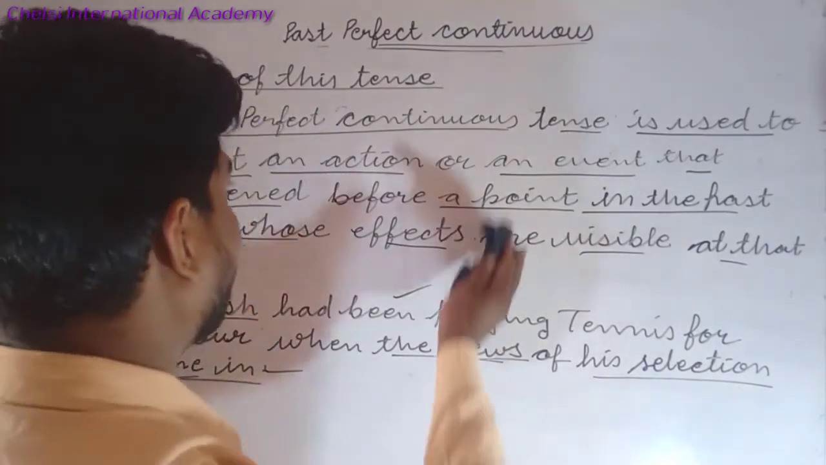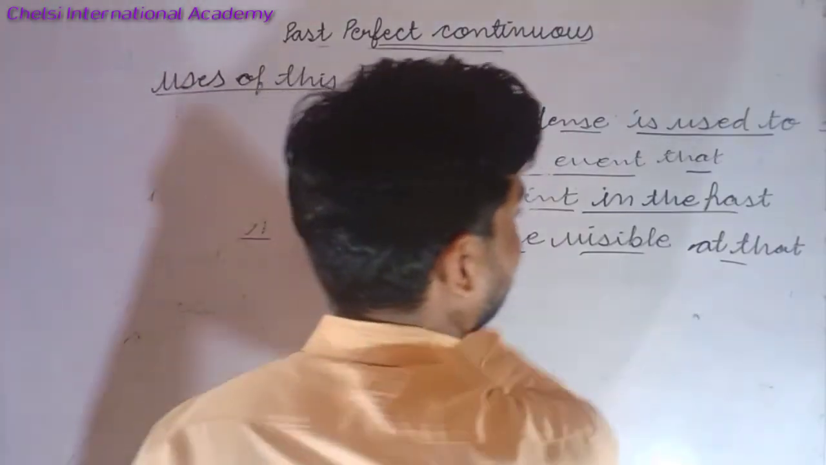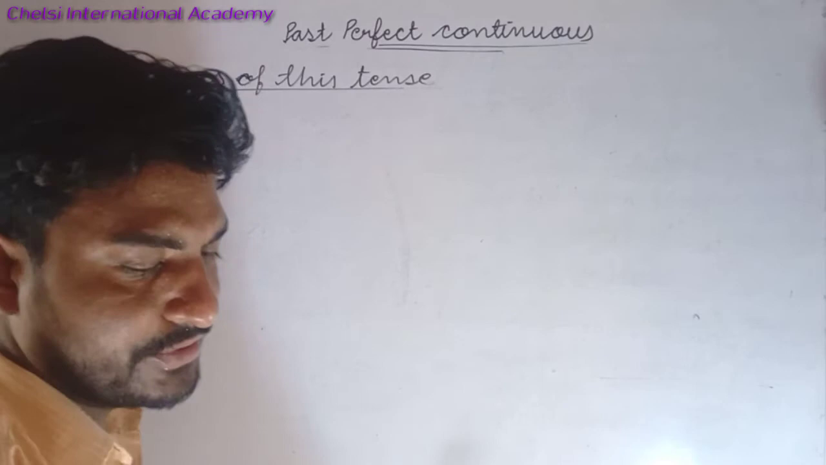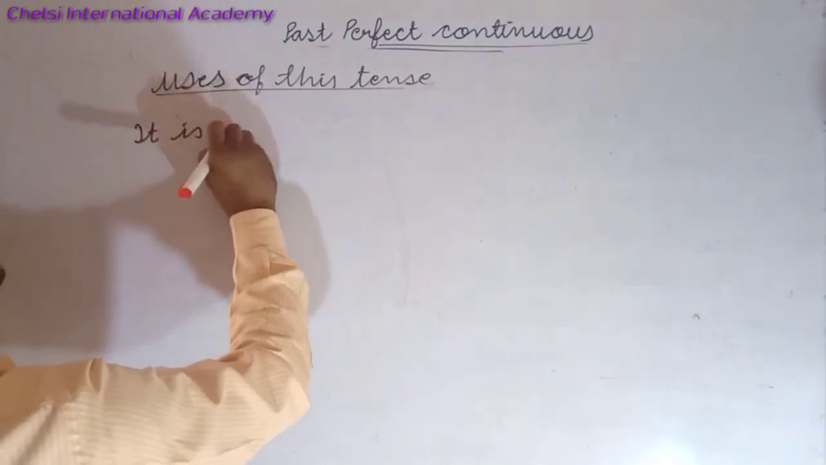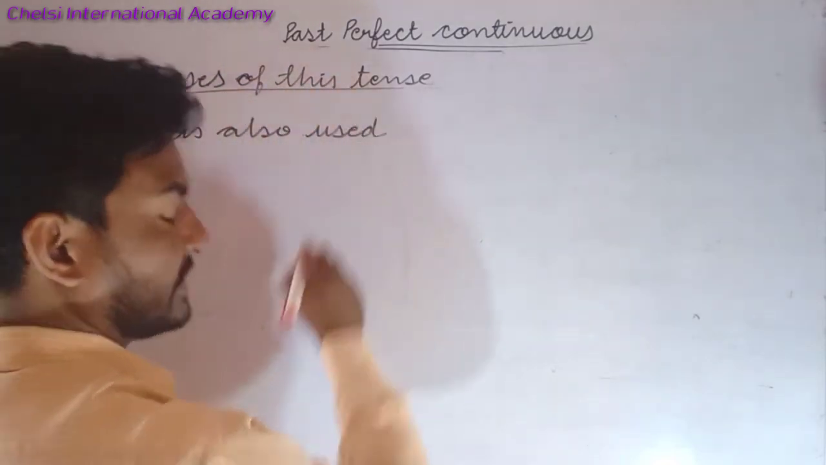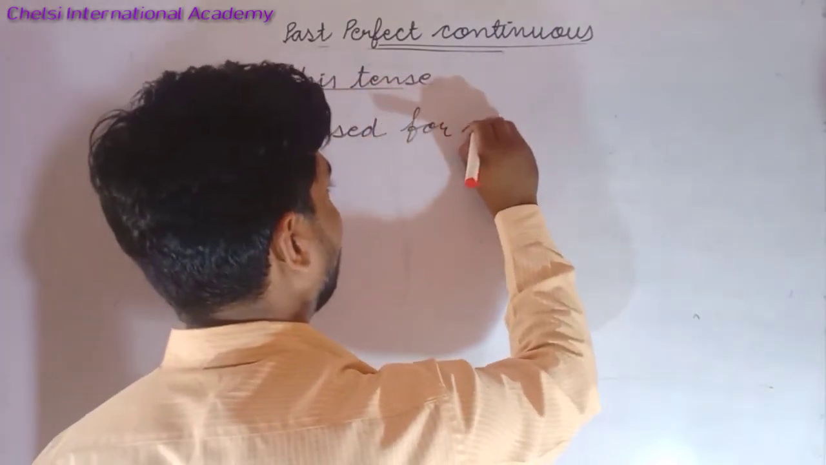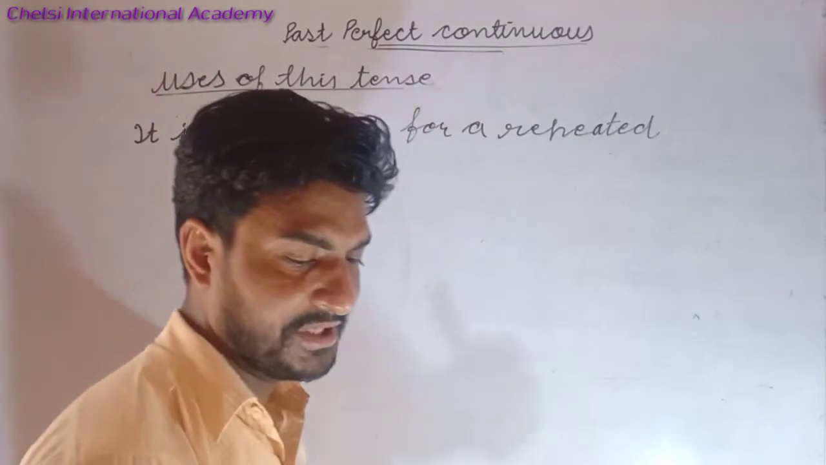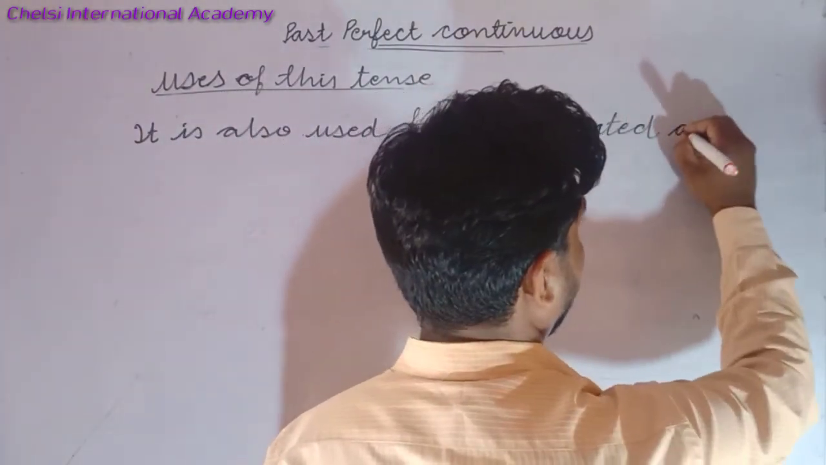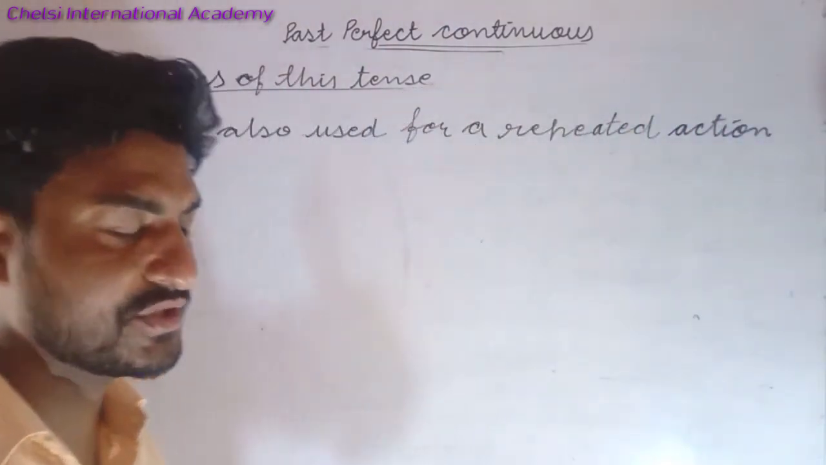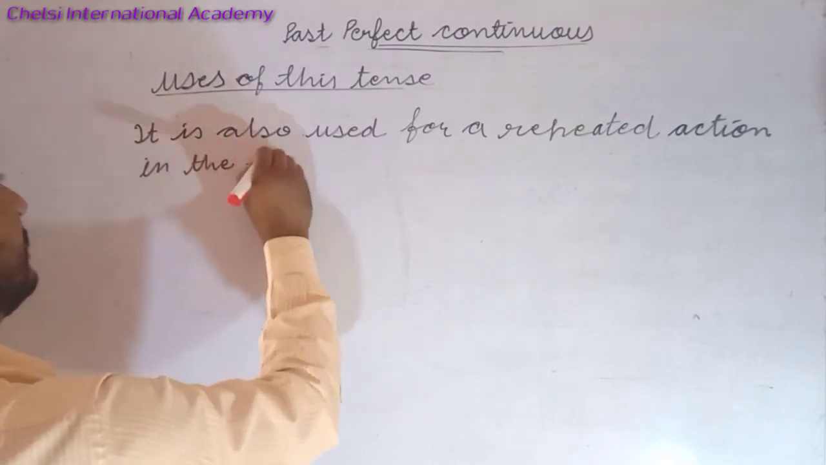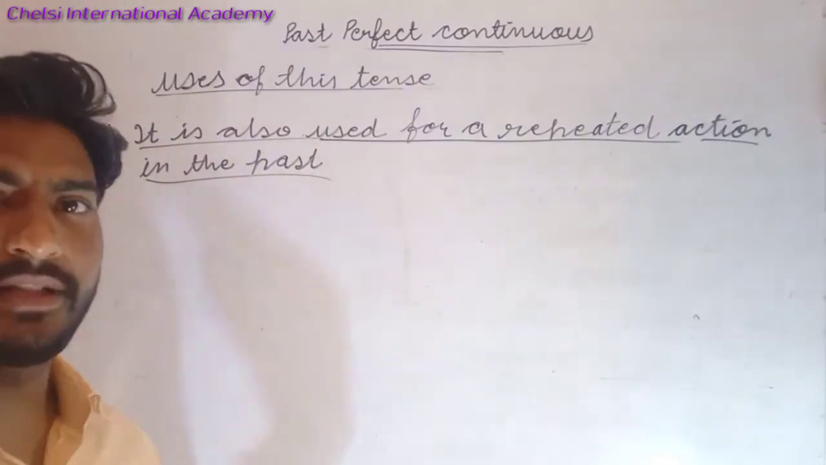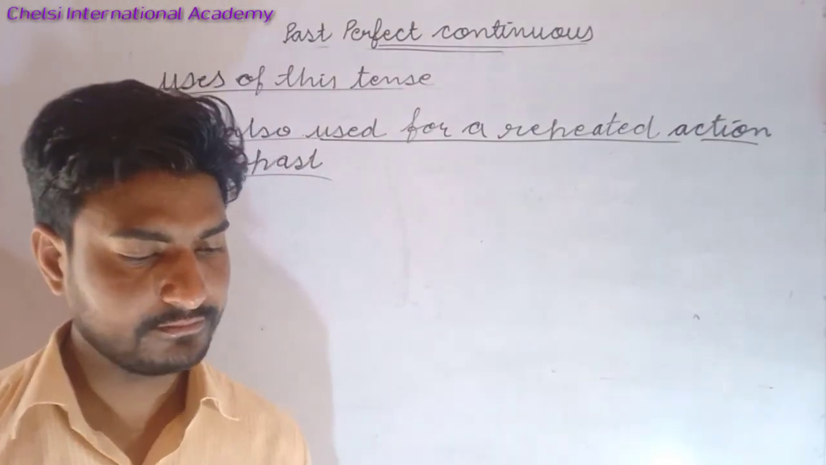Let's see the next use of this tense. Okay, it is also used for a repeated action in the past. यदि भूतकाल में कोई काम बार बार होता जा रहा है उसके लिए भी इसका यूज करते हैं.